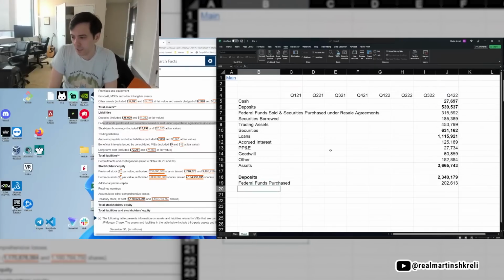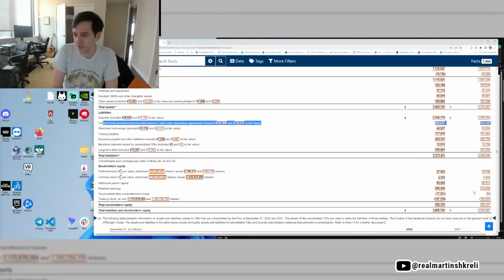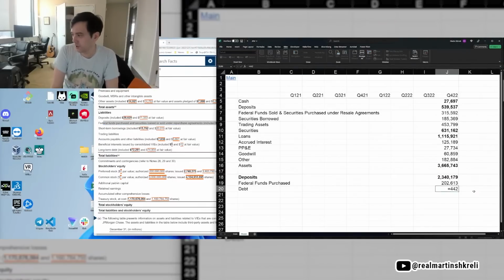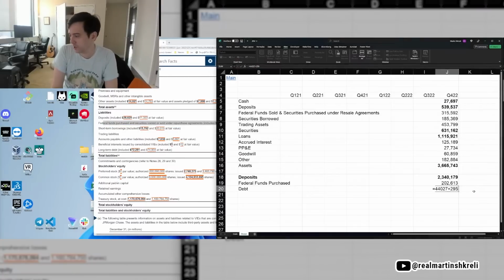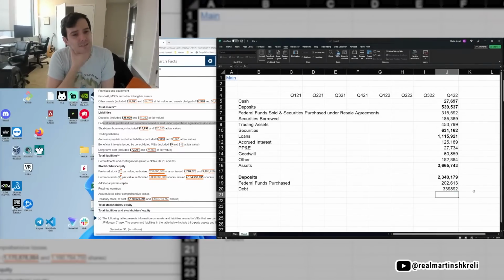So here they have some debt, and this is just their paper basically, right? These are the bonds that they've sold to Wall Street to finance their business. And it almost makes you wonder why a bank needs to have debt. Isn't that funny? A bank like JP Morgan actually has debt.